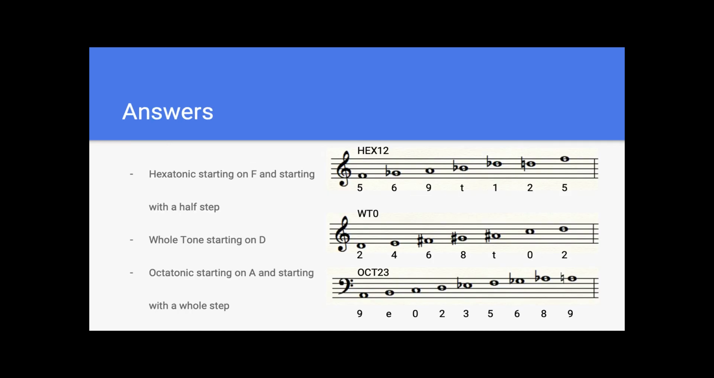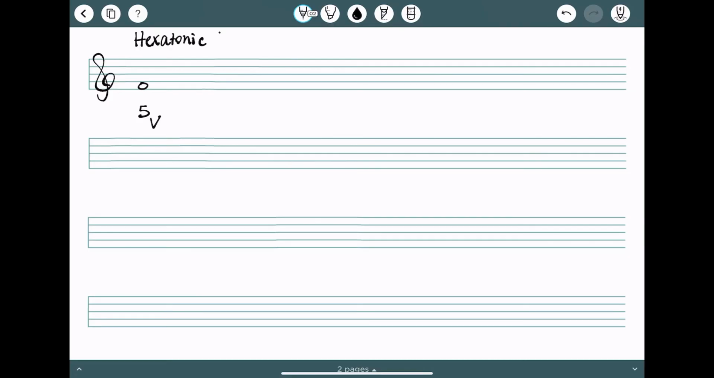How did it go? Is this what you got? Next, I'll demonstrate writing 2 of these scales using both methods. Let's start with the hexatonic collection starting on F and starting with a half step. And let's use the integer interval pattern for this one.